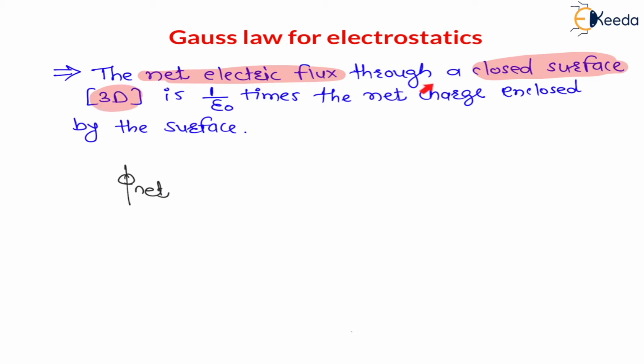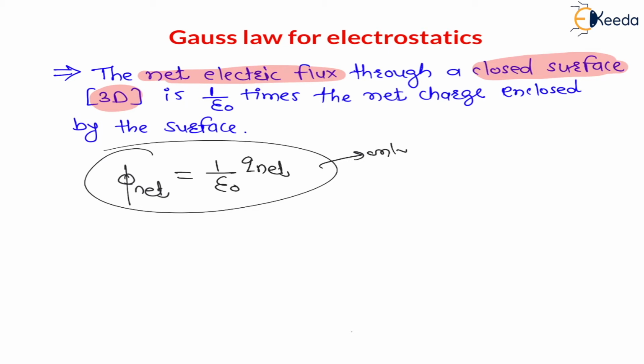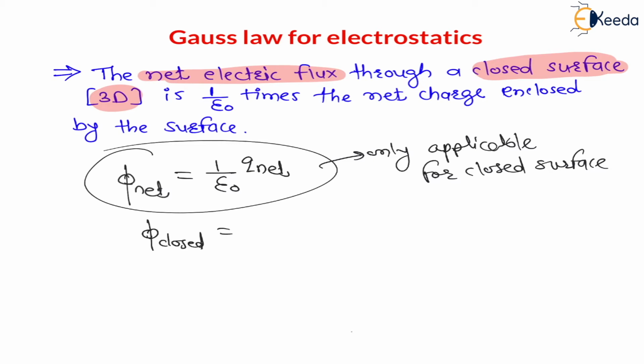Then the net electric flux through a closed surface is 1 upon permittivity times the net charge enclosed by the surface. It is equal to 1 upon permittivity times the net charge enclosed by the surface. And my dear students, it is only applicable for closed surface. This is very important. Don't apply this for open surface. For closed surface only it is applicable. Now therefore, the phi through closed surface can be written as the net charge inside the closed surface divided by permittivity.